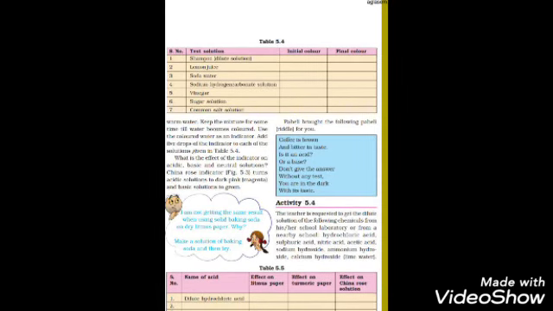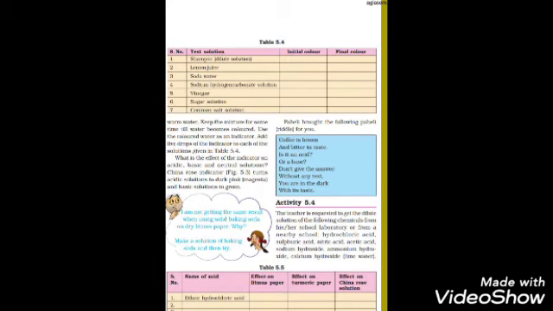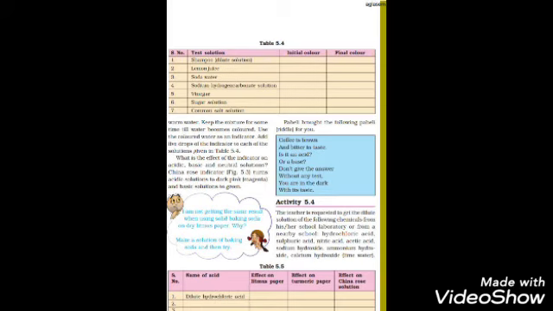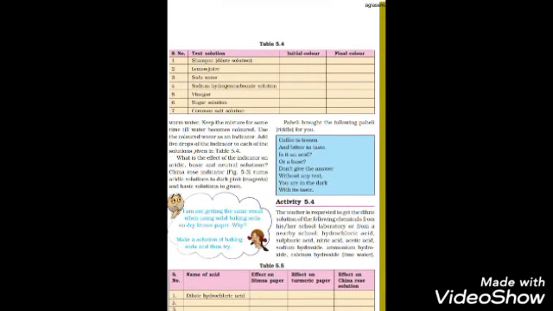Now we move on to activity 5.4. The teacher is requested to get the following dilute chemicals from her school laboratory or from a nearby school: hydrochloric acid, sulfuric acid, nitric acid, acetic acid, sodium hydroxide, ammonium hydroxide, calcium hydroxide. What we have to do is bring these dilute chemicals. HCl means hydrochloric acid, sulfuric acid, nitric acid, acetic acid, sodium hydroxide, ammonium hydroxide, calcium hydroxide. What is calcium hydroxide? It is lime water.